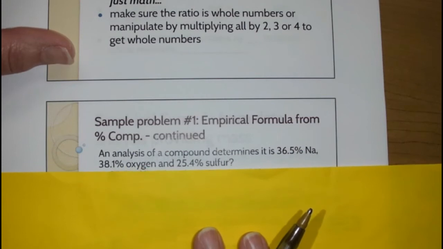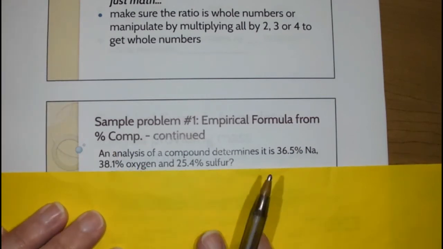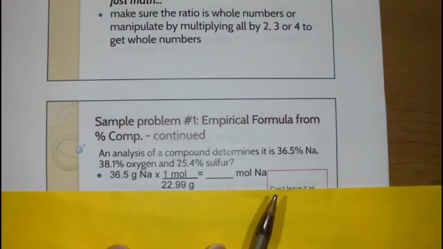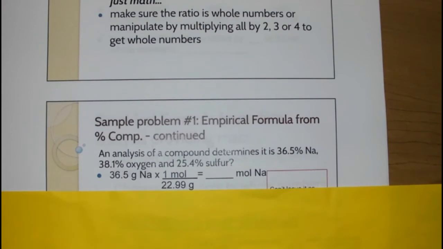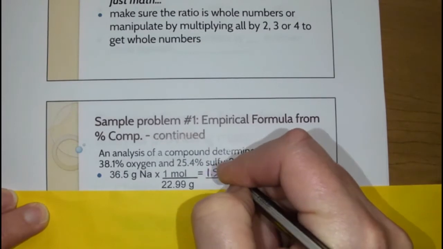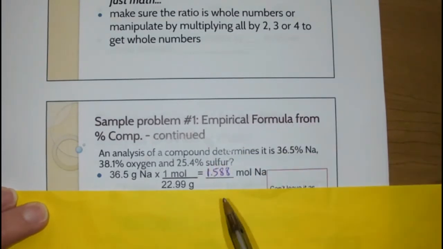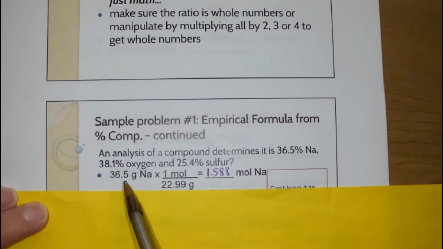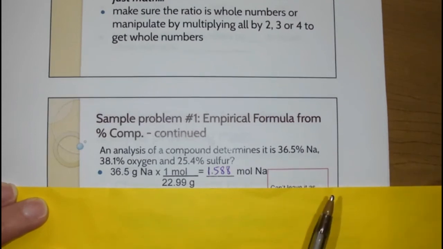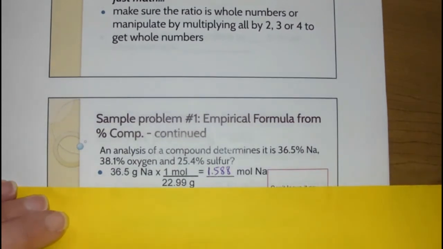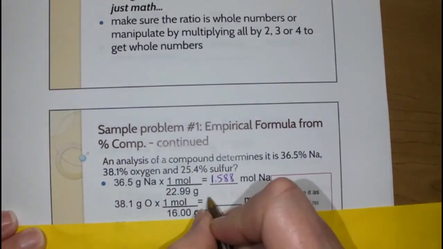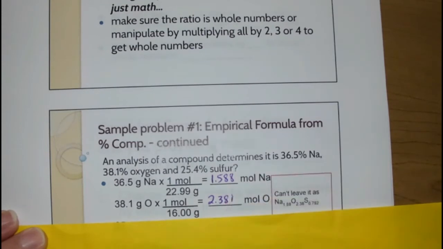All right, so we have that analysis, and we're going to determine our empirical formula. So the first thing we're going to do is change everything to moles, just using molar mass. All right, so when we change this to moles, we get 1.588 moles of sodium. Notice that I have 4 sig figs. I tend to keep 1 extra sig fig here just to make sure that my ratios come out correctly and I'm not making any rounding errors. So oxygen, we're going to change that to moles, and we get 2.381 moles of oxygen.